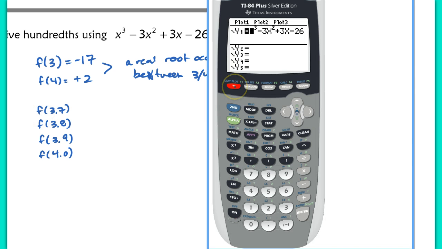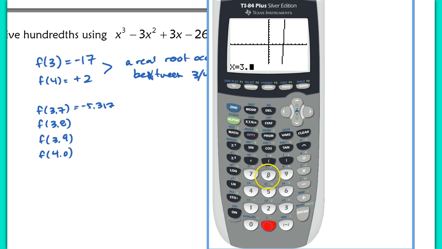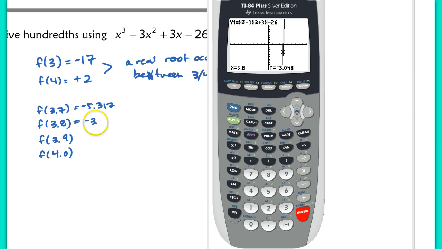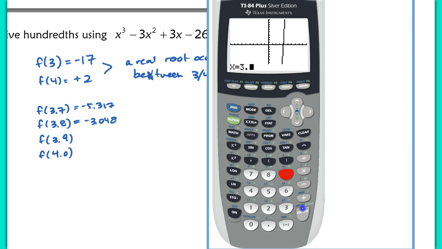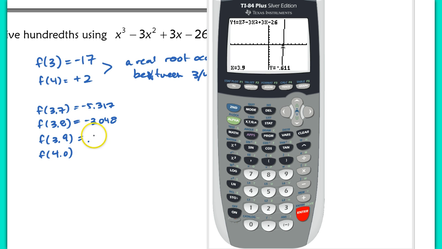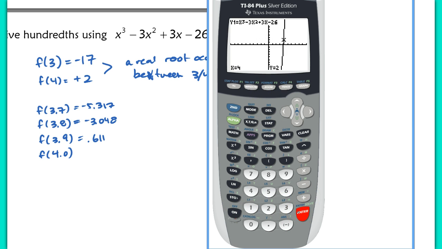So I went ahead and I already graphed this, and I have it graphed in the standard window right now, so it doesn't look exactly like our picture because our scale was a little bit different. But really all that I'm interested in is finding these values anyhow, so all I'm going to do is hit second calc and then value and type in 3.7. I type in 3.7, I get an output of negative 5.317. I check then the next value, 3.8, and so on. I'm going to do this for those listed values here, and eventually what I'm looking for is a sign change. So if I check 3.9, I still get a negative value here of negative 0.611. So I'll hit second calc one more time and value and type in 4, and this time we get a positive 2.